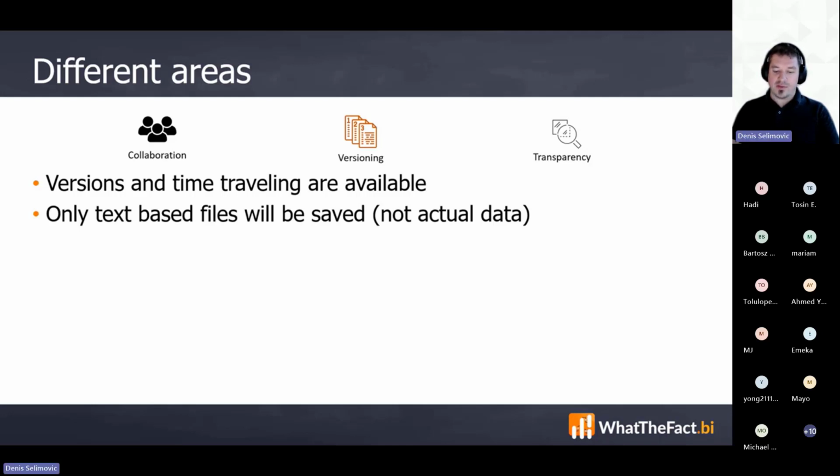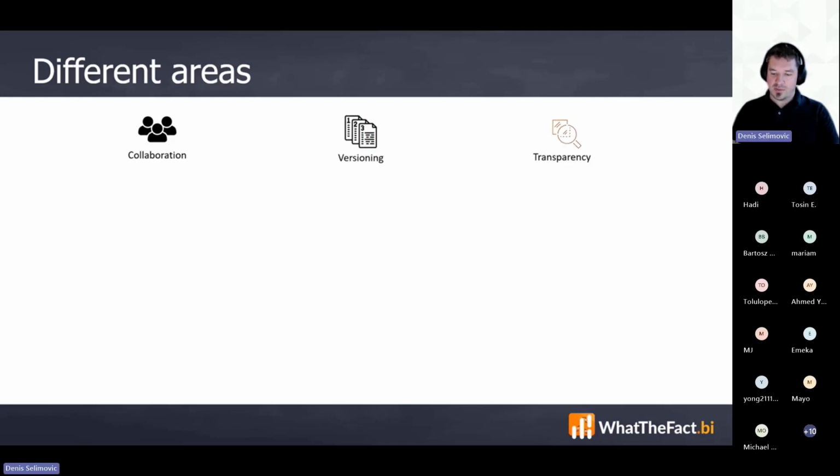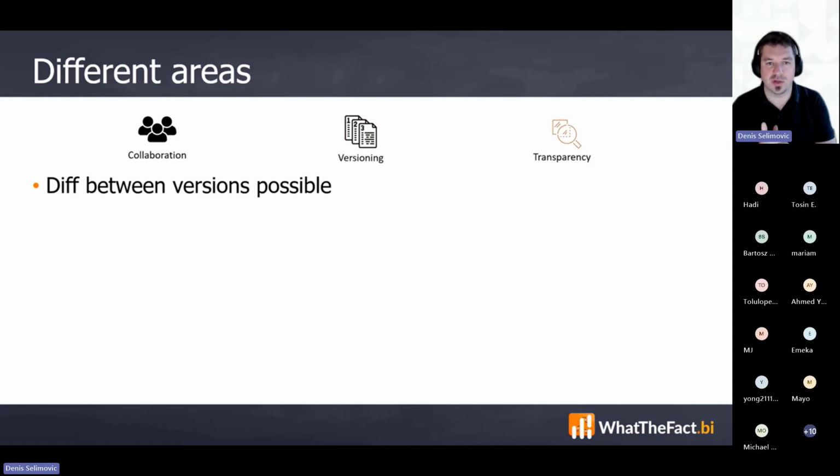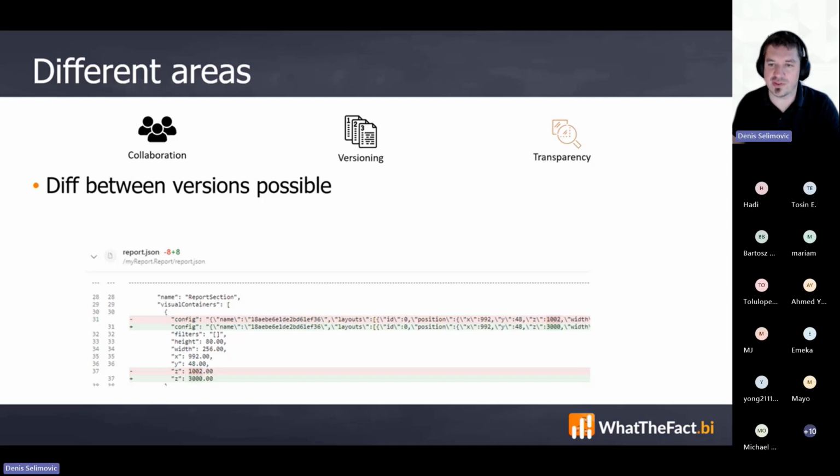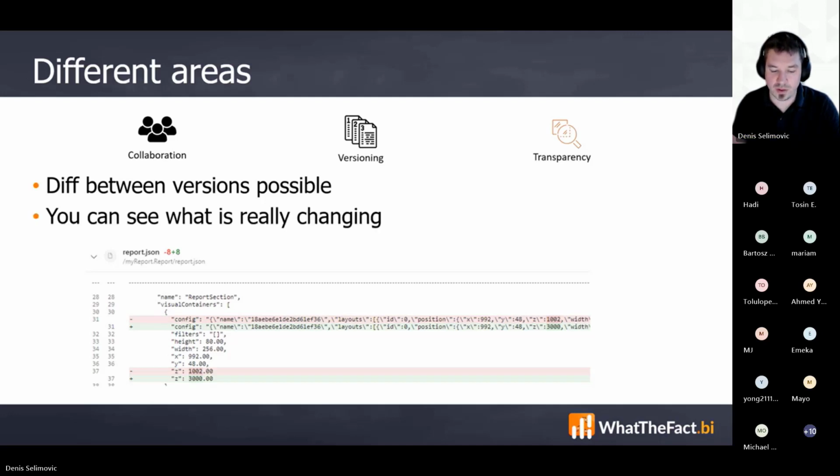Only the text-based files will be saved and not the data, as we've seen. And we have now a diff between two different files or multiple files and can see what is going on. So Power BI is not a black box anymore. If we do a diff, we see what really changed.